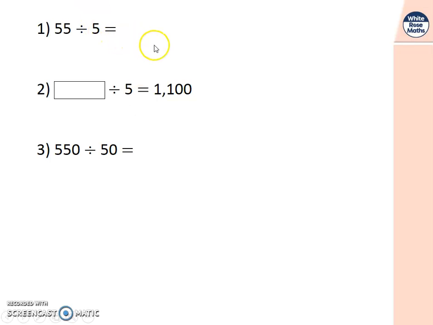55 divided by 5, we know is 11 because 5 times 11 is 55. Have a look, what's the same and what is different? Well, it's still a number divided by 5 equals, now I can see an 11 here, like here, but it's 100 times bigger. So I'm going to do the same with this part and make it 100 times bigger. Here, how many 50s will fit into 550? We can have 11 of those. All these facts are linked.